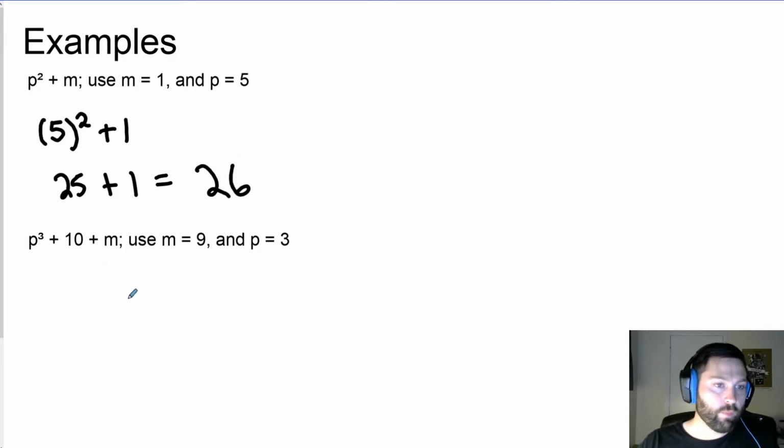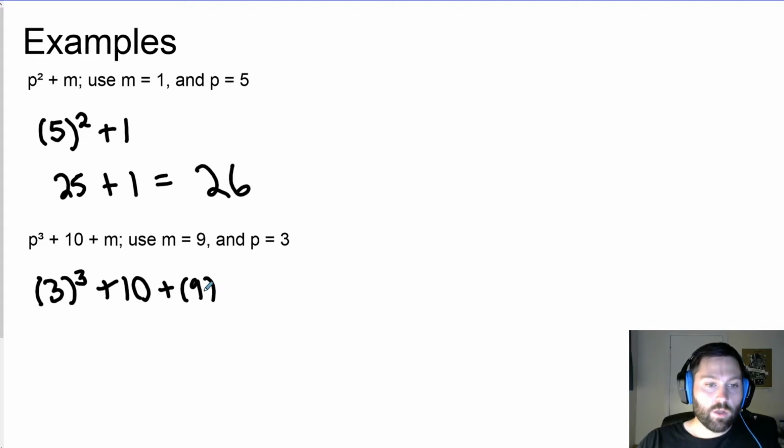Okay. The next one. p to the third plus 10 plus m using m equals 9 and p equals 3. So we're going to go ahead and, again, use parentheses to preserve everything that needs to be preserved when you make evaluation substitutions. So you have 3 to the third plus 10 plus 9. I know that putting the 9 in parentheses seems kind of redundant in this case, but again, I'm just doing it so that you form the habit that I have, which is to always put your substitutions in parentheses.